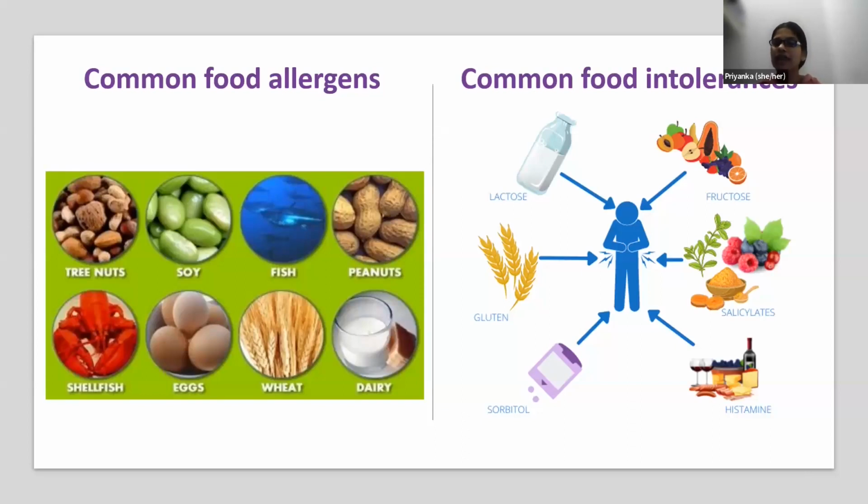So let's see what the common food allergens are. Globally, 8 food allergens are reported. And what are common food intolerances? As listed, we have fructose, salicylate, histamine, sorbitol, gluten, and lactose. But most common in India are lactose and gluten sensitivity.